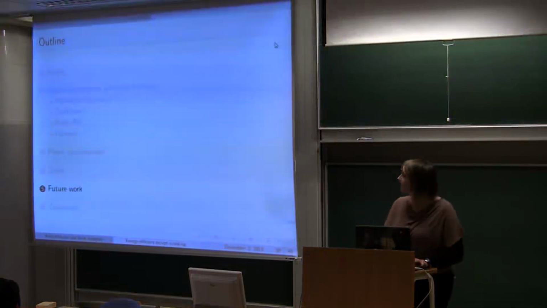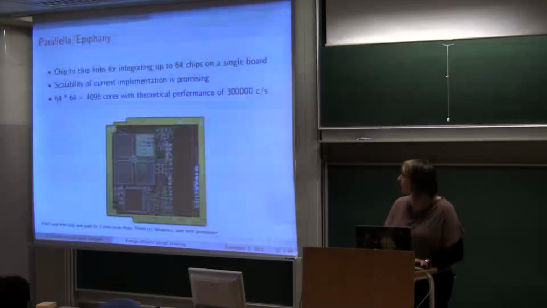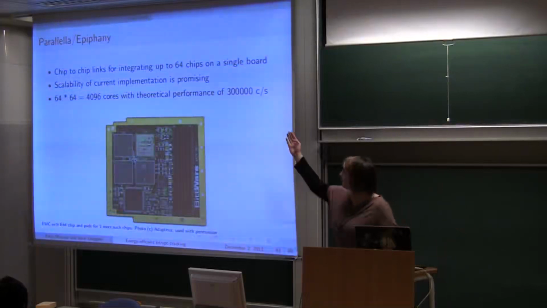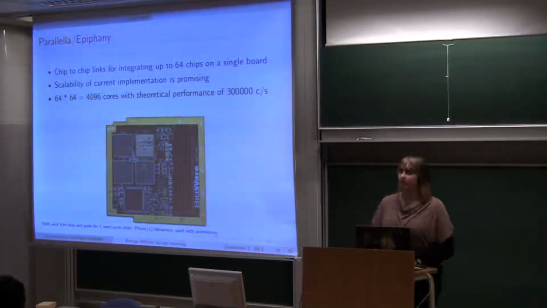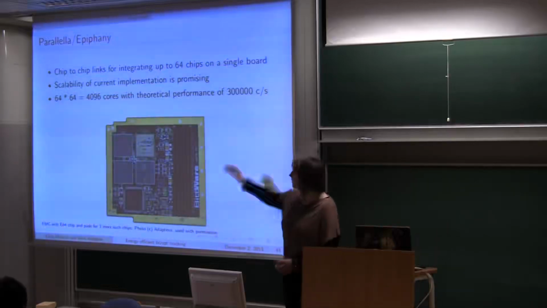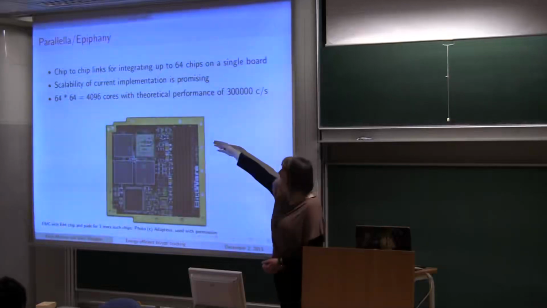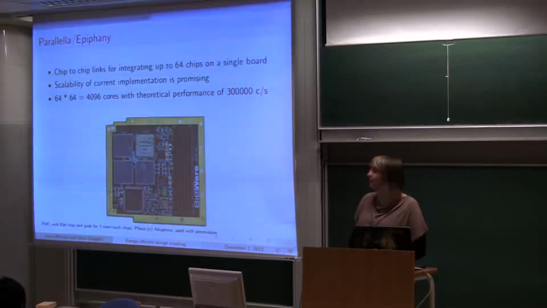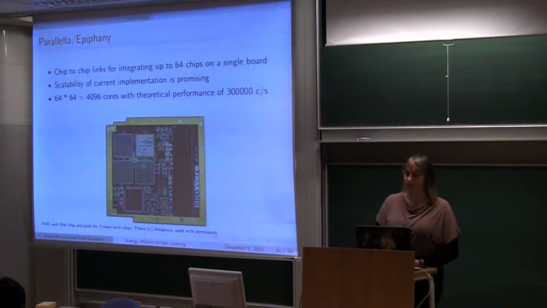So for the future work, for parallel Epiphany, what's very good about this architecture is the fact that it has chip-to-chip links to integrate up to 64 chips on a single board. If we use that with 64 chips, with 64 cores, we get a theoretical performance of 300,000 cracks per second, which is a really nice figure, but it's only a theoretical interpolation. But the scalability and portability of the current implementation is really promising.